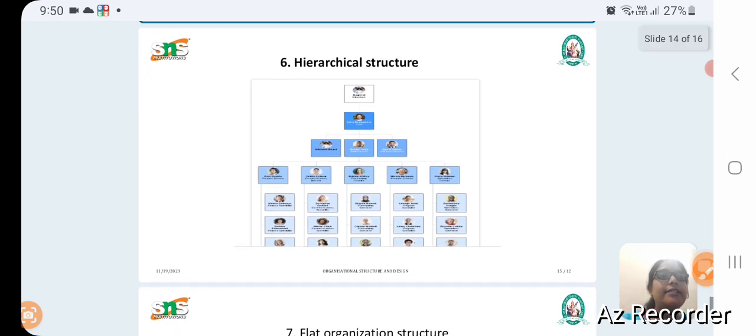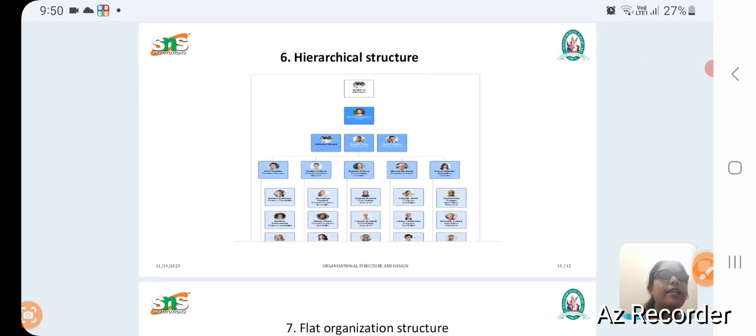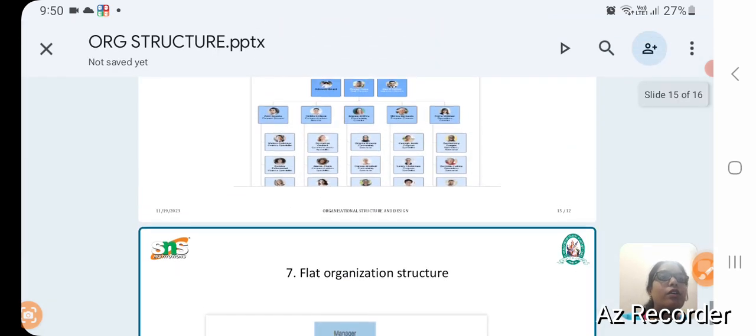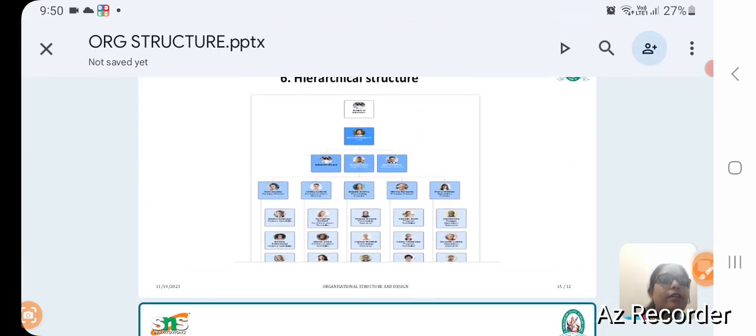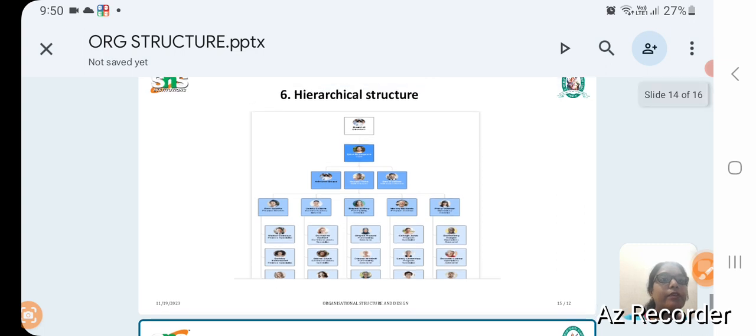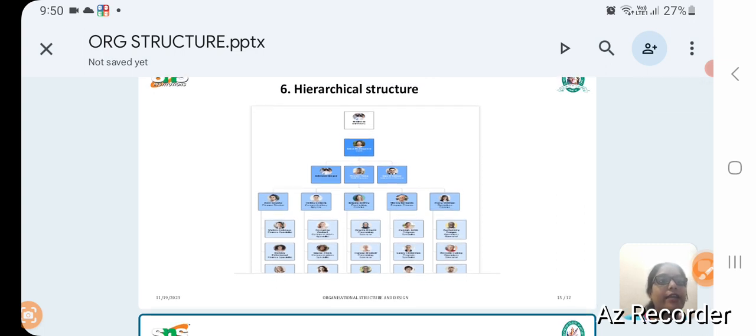Next is hierarchical structure. Hierarchical structure is that they have a complex hierarchy. They follow a complex line of command. The employees cannot directly meet the CEO, and must go through immediate supervisors. You can see the line or branch is complex in this type of hierarchical structure. This is followed in big size organizations.